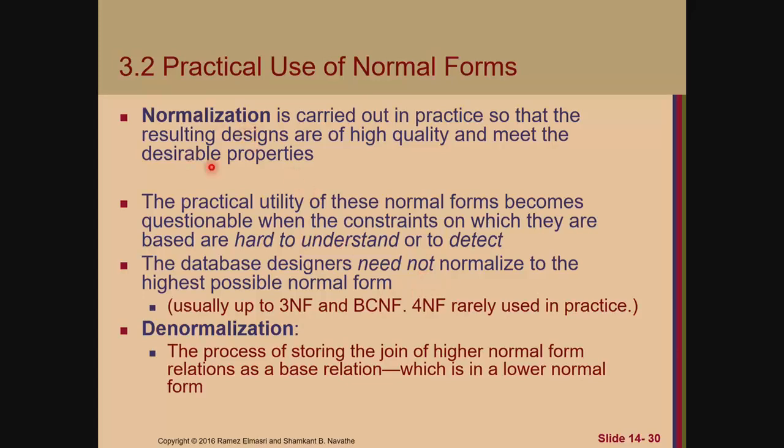So normalization actually tries to separate the table into small ones. But we have another keyword, denormalization. Denormalization is the process of storing the join of higher normal form relations as a base relation, which is in a lower normal form. Why do we have to do that? Actually, when you normalize, you separate the table into small ones, and you will have a lot of tables. Sometimes it's too complex to understand at first. If it's too complex to understand, the maintenance becomes very complicated too.